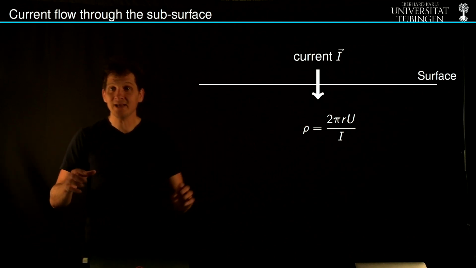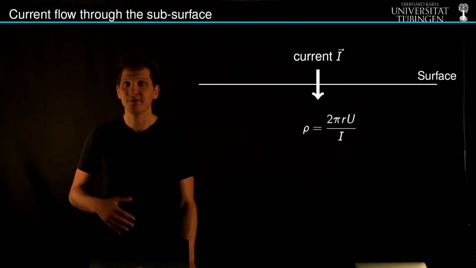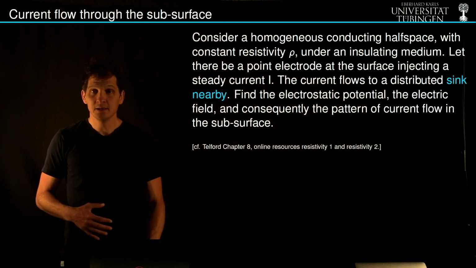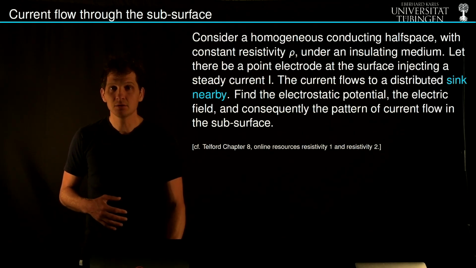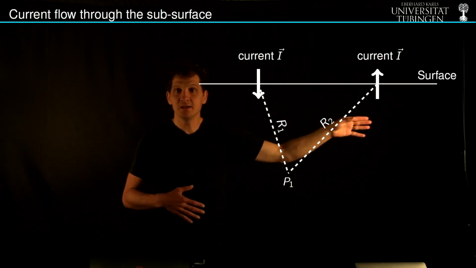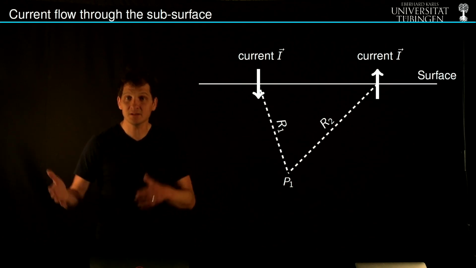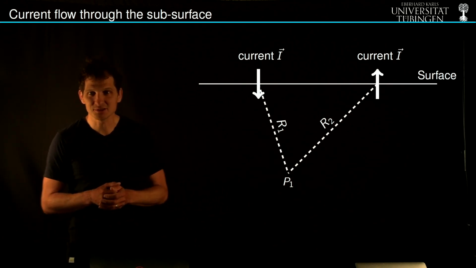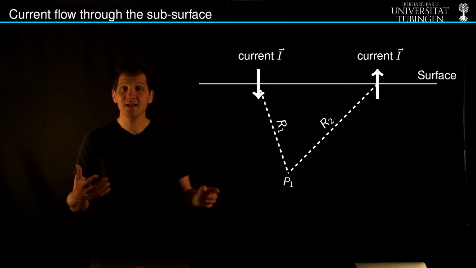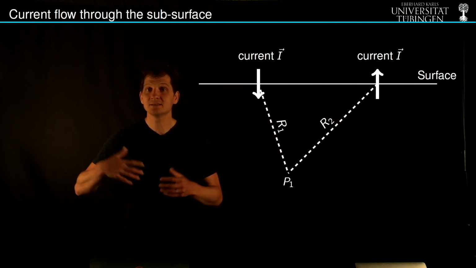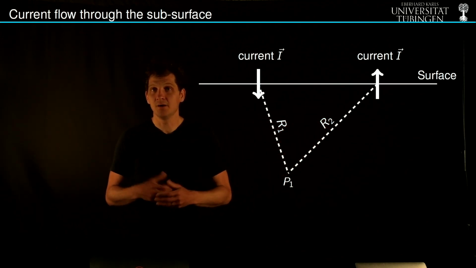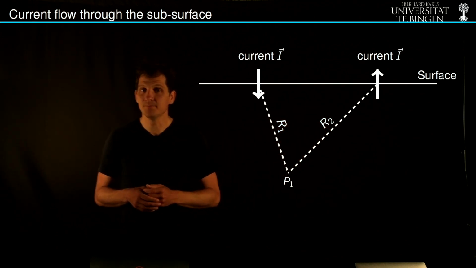So now we relax this assumption and consider a half space where the second electrode is relatively close. So the picture now looks like this. We have a positive and a negative electrode where the current enters and exits the surface respectively. And we now need to determine the potential at any given point P1 as a function of the two distances R1 and R2 from the two electrodes respectively.